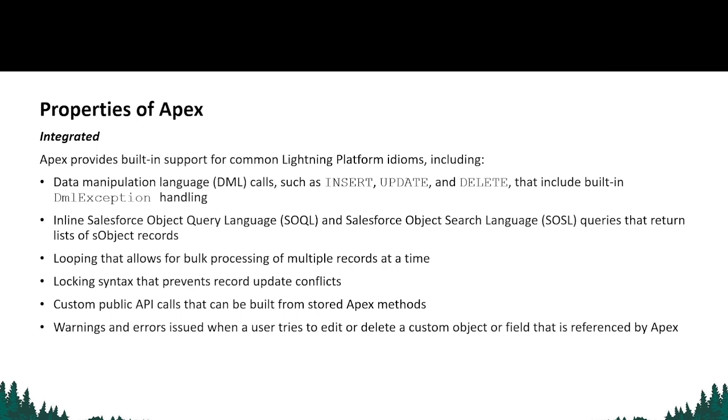Now moving on to the properties of Apex. The very first property of Apex is that it is integrated. The major work of Apex is on developing the Lightning platform. This helps us in using Apex when I'm using the DML language. You must have studied in your database that DML languages are the data manipulation languages which use insert, update, and delete commands. And these commands are already built in, with DML exception handling with the help of this Lightning platform.